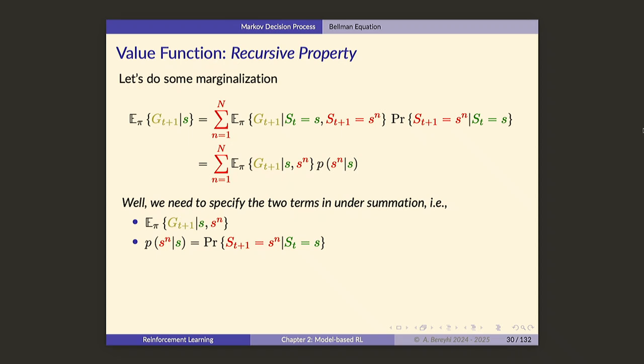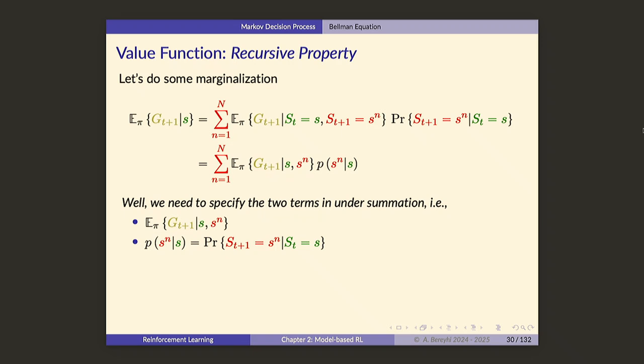Now, for the first term, anyone knows what is the first term? What is this expectation of the future return in time t plus 1, given that in time t I'm in state S, and in time t plus 1, I am in state Sn? Anyone has a clue? Any idea? That's going to be the value function at which point? State Sn. Great. Yeah. So this guy is a value function.